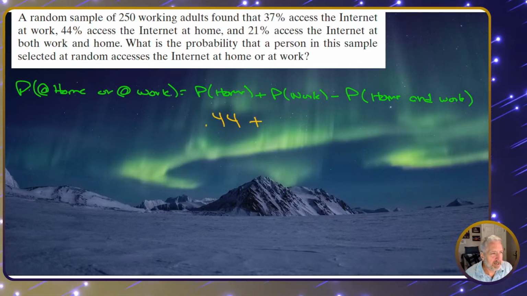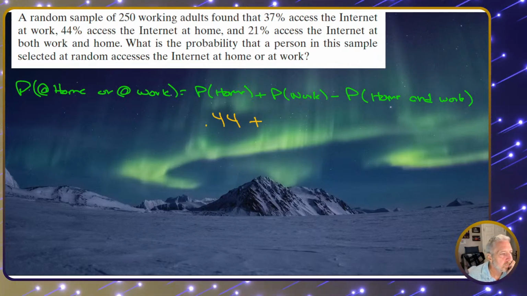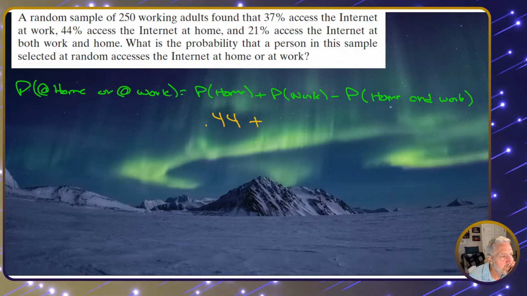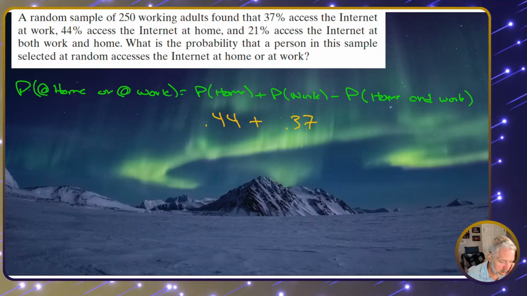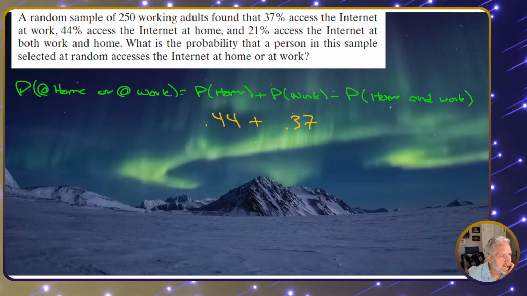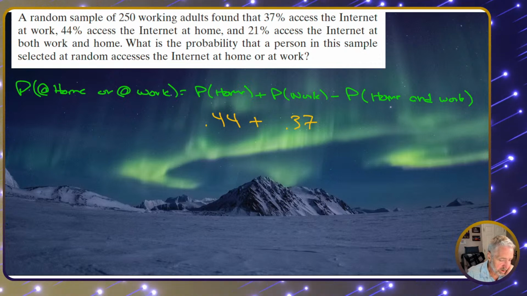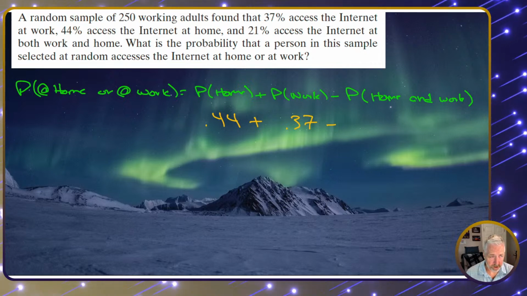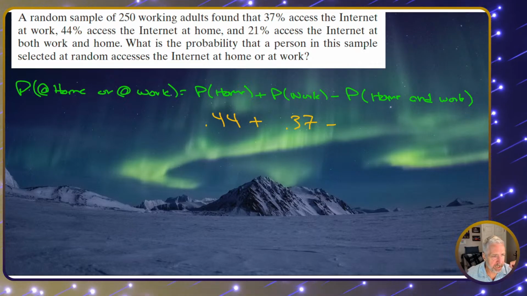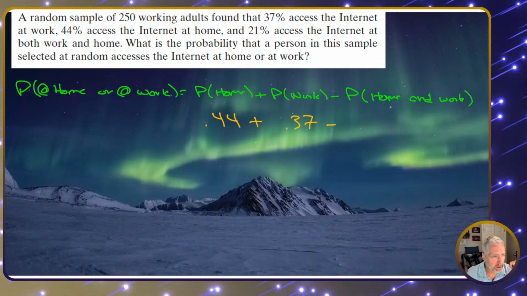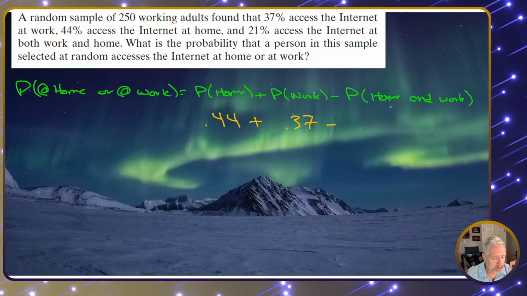Plus, the probability of accessing the internet at work was 0.37. Right? 0.44 access it at home, 0.37 access at work, yes. And then you subtract out how many access it at both work and home. Access the internet at home or at work. So internet at home and work is 21%.